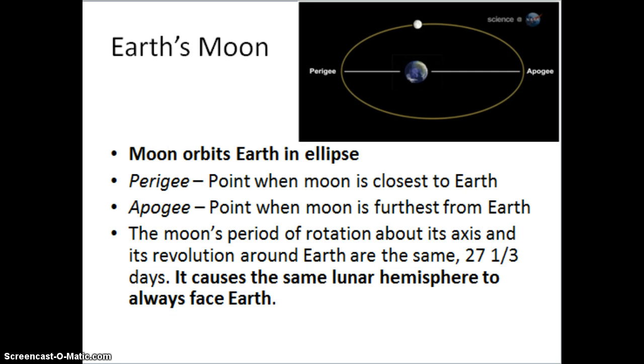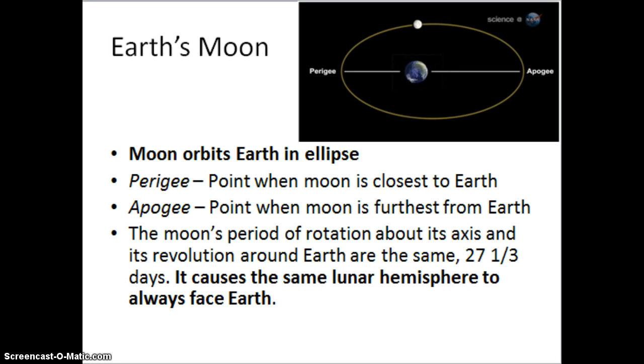The moon's motion is much like that of Earth around the sun. The moon orbits Earth in an elliptical pattern. It has a point where it is closest to Earth, and we call that perigee, much like perihelion when the Earth is closest to the sun, and apogee, which is the point when the moon is furthest from Earth, and it's very similar to aphelion, the point when the Earth is furthest from the sun.